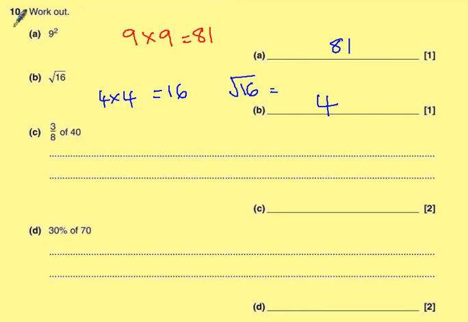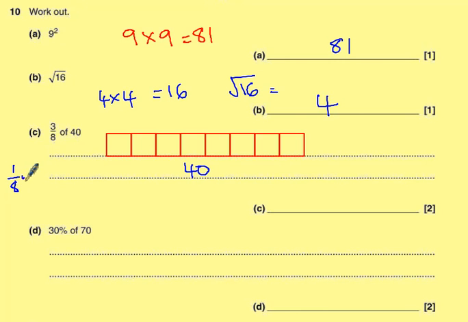10 part C. Work out 3/8 of 40. Now, to work out a fraction of an amount, use a diagram. So that diagram has got 1, 2, 3, 4, 5, 6, 7, 8 squares. So that whole thing I'm going to say is equal to 40. So if the whole thing is equal to 40, if I divide that up into 8s, so 1/8 of 40 will be equal to how many 8s are there in 40? Well, 8 times 5 is 40.